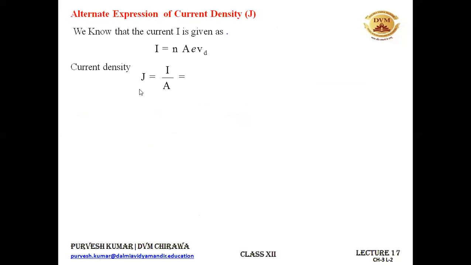Now, current density J is equal to I by A. In place of this I, I can write nAevd. And A was already there in the formula of current density. This A gets cancelled out with this A, and you are left with J is equal to nevd. So this is another expression for current density, J is equal to nevd. All right. That is current per unit area. So this is all about current density that I want to discuss.